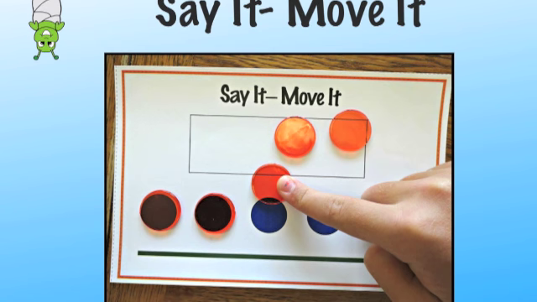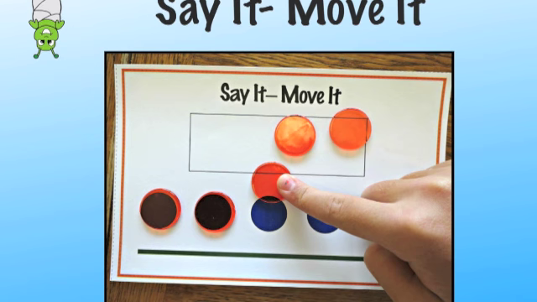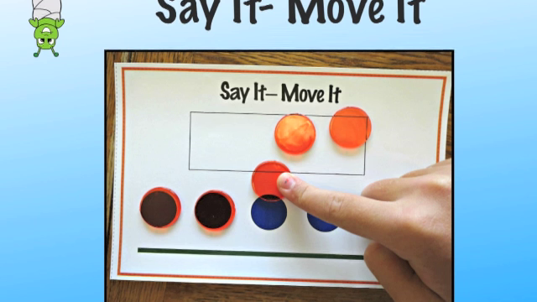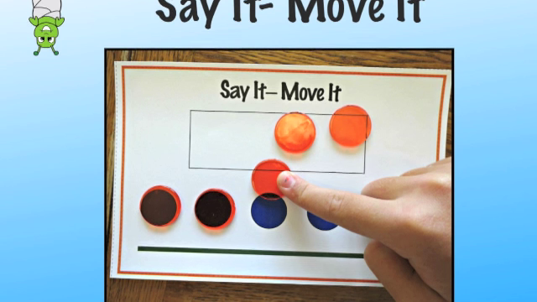So if I was to say the word mat, the child would take a chip, move it to the first circle as they're saying m, go back up, pick another chip, move it to the second circle and say a, and then the third chip to the third circle as they're saying the sound t, and then blend that back together. M, a, t, mat.